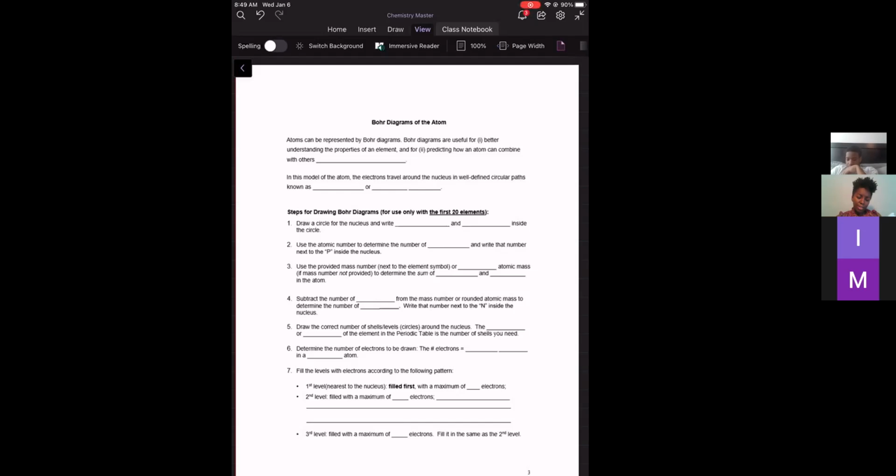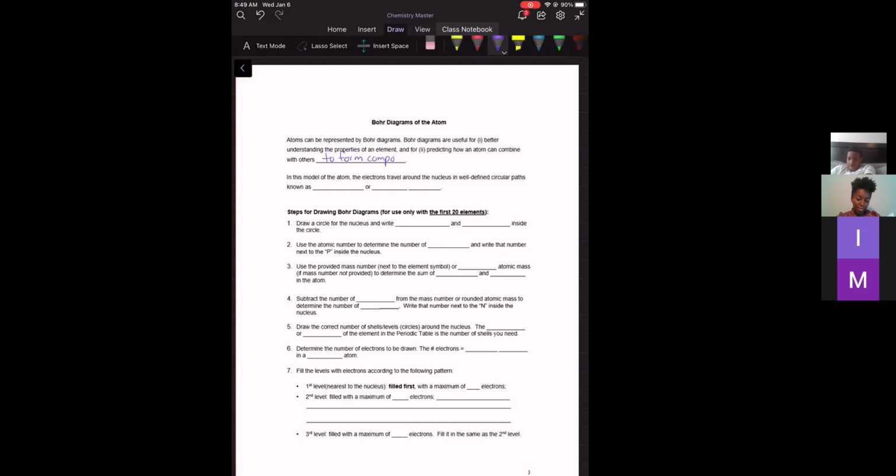So let's go ahead and get started, all right? So this is us learning how to draw an atom. That's what this lesson is about, okay? So that we can represent isotopes and ions and atoms, okay? So it says atoms can be represented by Bohr diagrams, and Bohr diagrams are useful for better understanding the properties of an element and for predicting how an atom can combine with others to form compounds, okay?